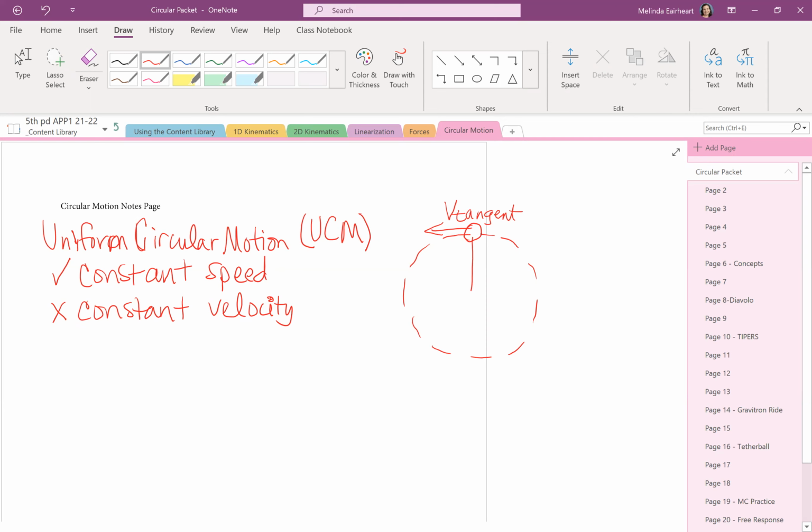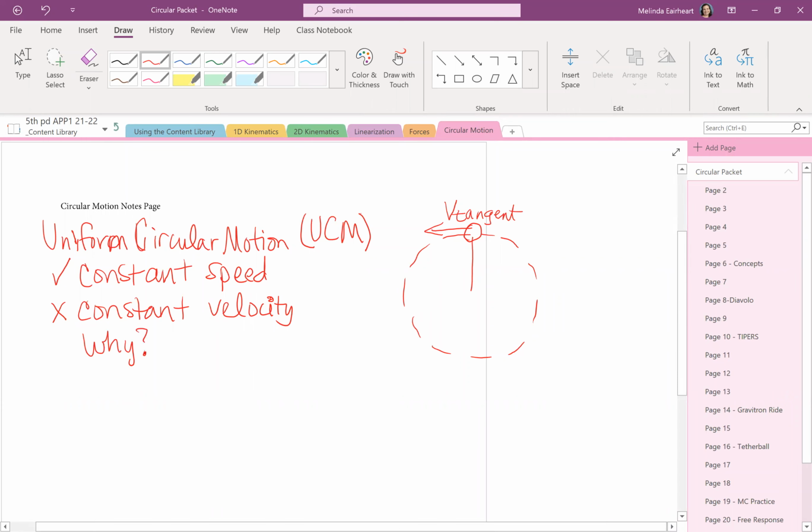And why do we make that stipulation? Well, later on, we'll talk about angular velocity, and it's related but different. And so what if it goes around in a circle at a constant speed? It's not constant velocity. Why?